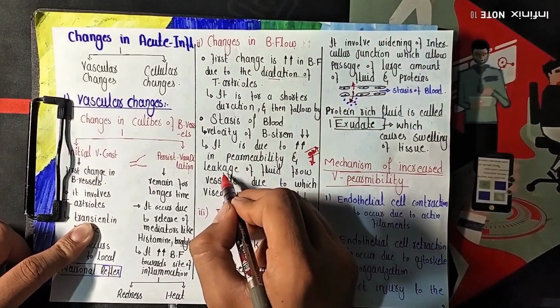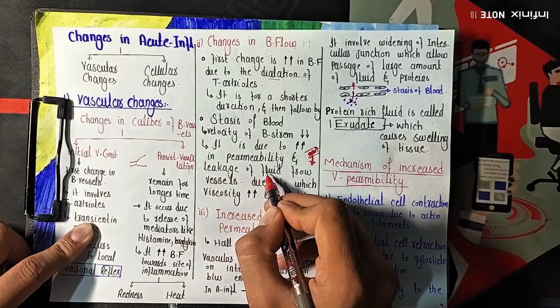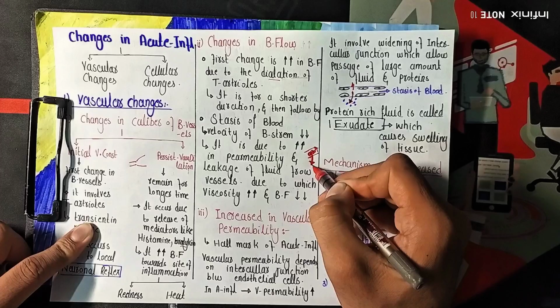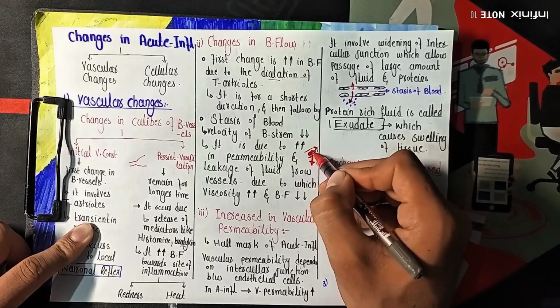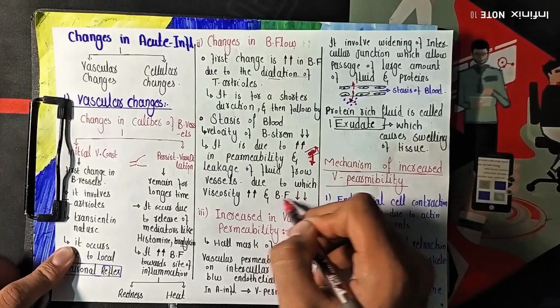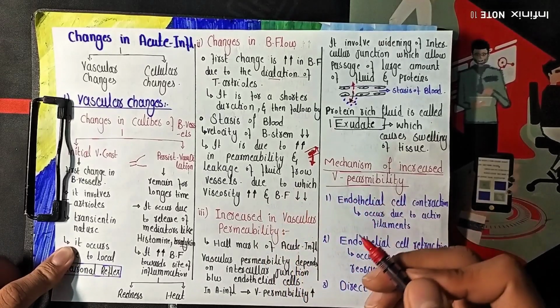And due to increase in the permeability, a large amount of the fluid and the protein leak out from the blood vessel into the interstitium, and due to which the viscosity of the blood inside the blood vessel increases. And due to the increase in the viscosity, there is decrease in the blood flow.